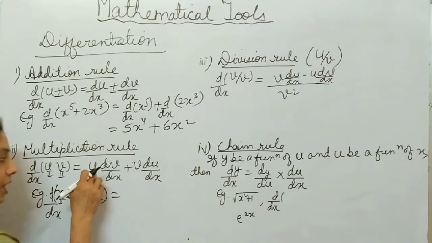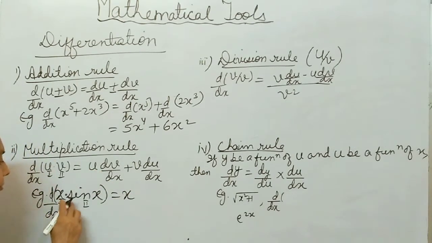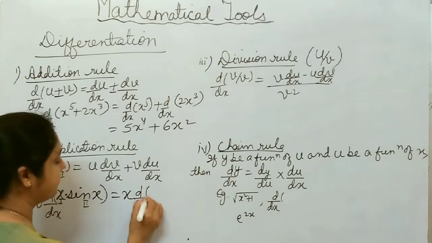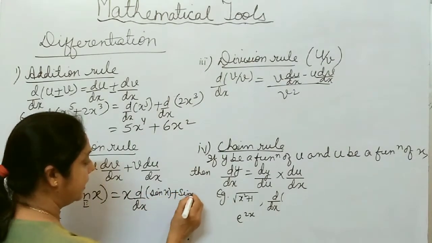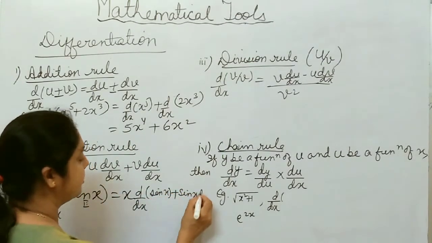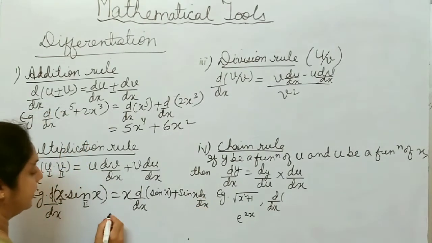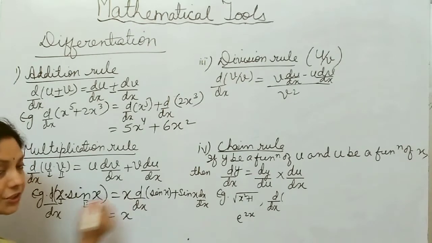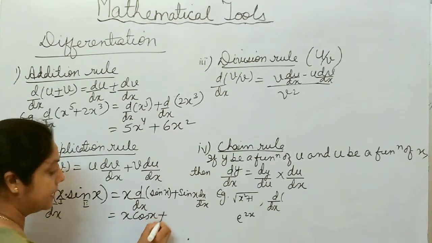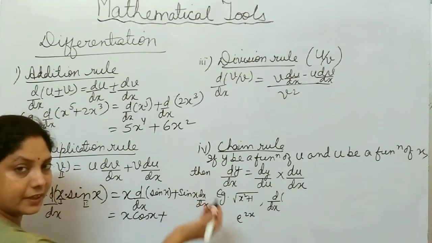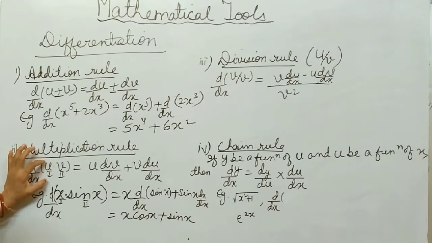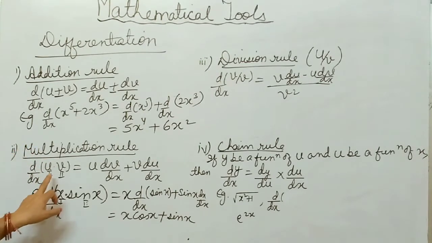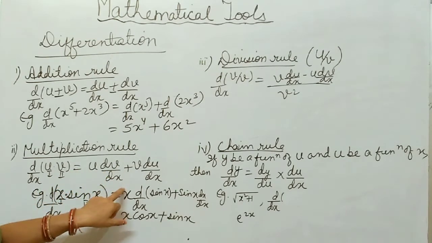Now you take the first function outside. So you take x outside and differentiate the second function, d by dx of sine x. Plus you take the second function outside, sine x, and differentiate the first one. The first one is x, so dx by dx. Then the answer becomes x times cos x, since the differentiation of sine x is cos x, plus sin x, since the differentiation of x is 1. This is the answer for this one. If the 2 functions are multiplied, then you take the first function outside, differentiate the second one, plus the second function outside, differentiate the first one. In this way you solve it.